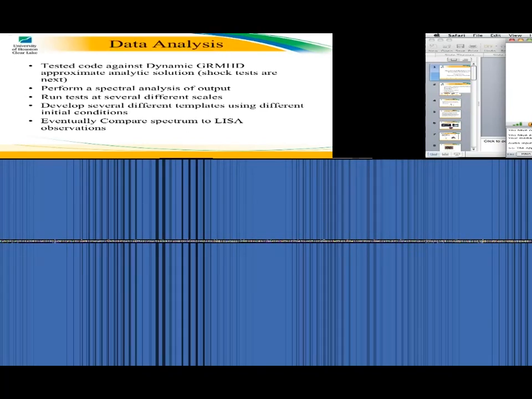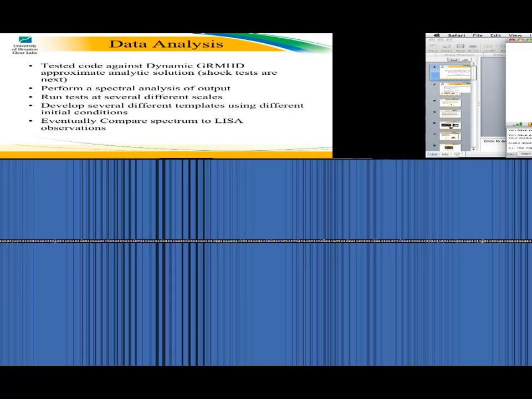For the data analysis part, I've already tested the code against an approximate analytical solution, which showed how initial gravitational waves should impact the plasma field. The next thing I need to do is shock test the code. We're putting relativistic shocks into the initial plasma field, and that would be in a flat space-time. We want to perform a spectral analysis of the output in order to get the spectrum of the gravitational waves or any other interesting variables.